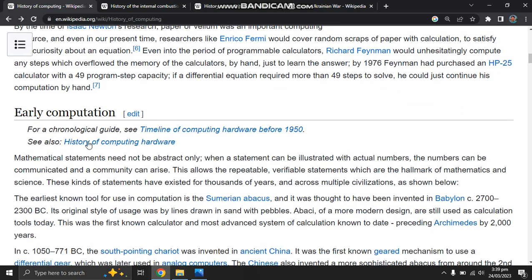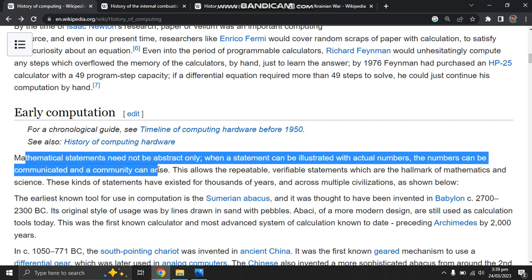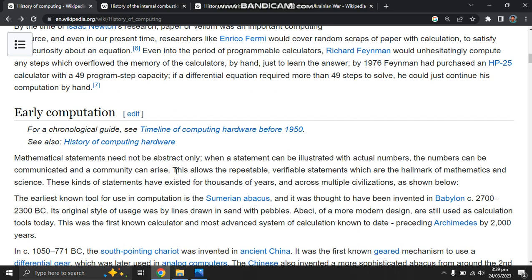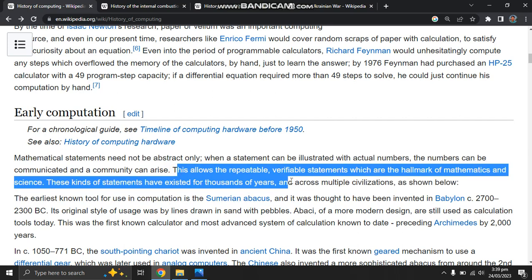Early computation. Mathematical statements need not be abstract only. Statements can be illustrated with actual numbers, and the numbers can be communicated with the community and arrays. This allows repeatable, verifiable statements.